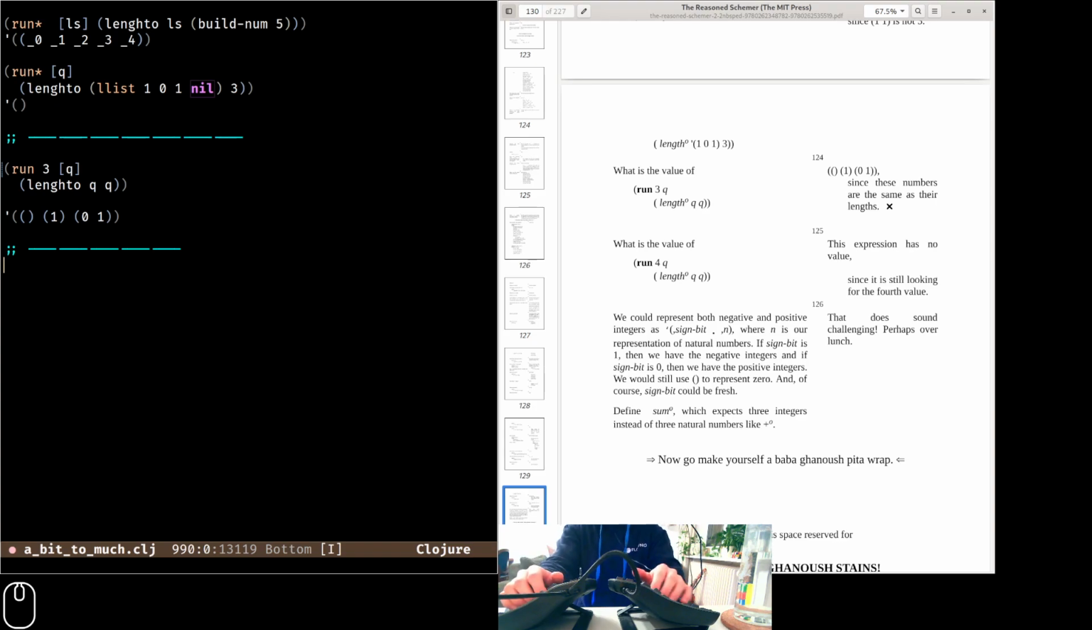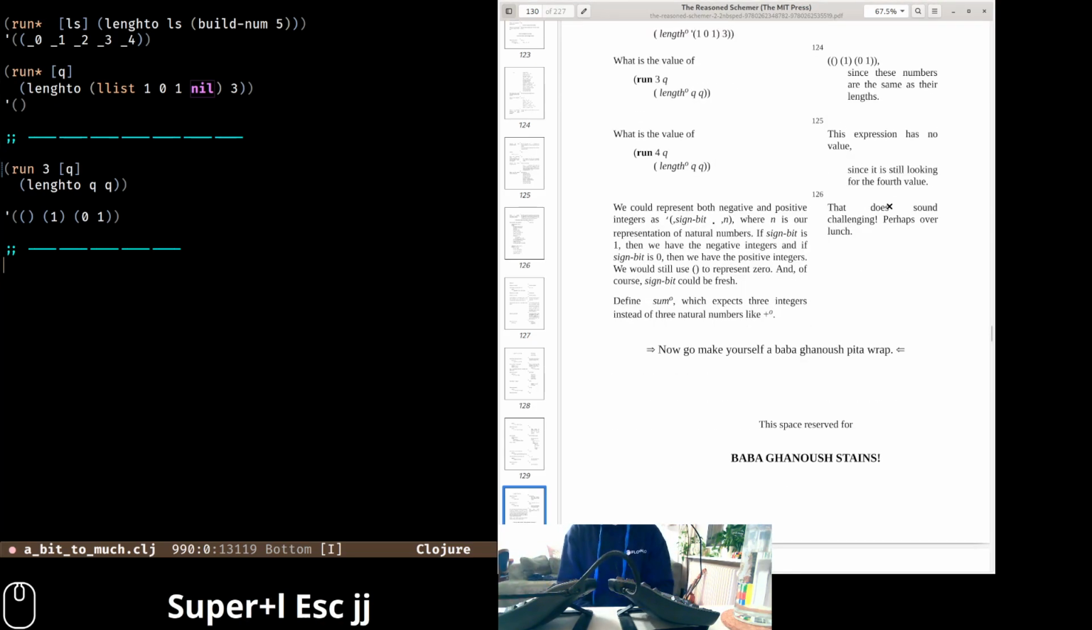We could represent both negative and positive integers as sign bit and then n, where n is our representation of natural numbers. If sign bit is 1, we have the negative integers, and if sign bit is 0, we have the positive integers. We would still use the empty list to represent 0. Define sumo, which expects 3 integers instead of 3 natural numbers like plus. Oh, that sounds challenging, perhaps over lunch.